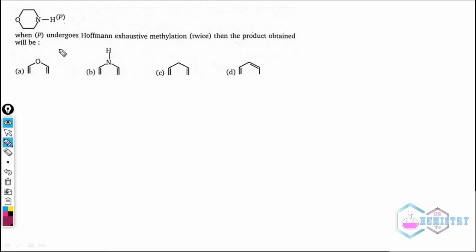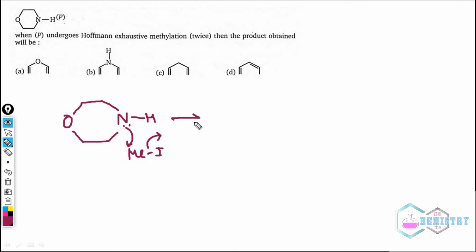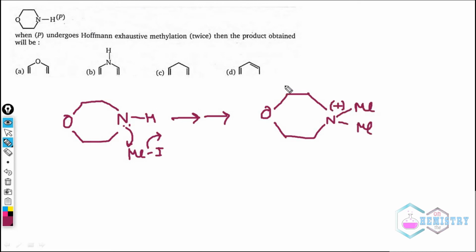This reaction is an example of Hofmann exhaustive methylation. Now Hofmann exhaustive methylation is a very basic reaction for this topic. What will happen on Hofmann exhaustive methylation? There is excess MeI. The nitrogen will attack Me, the I minus will go away, and it will repeat 2 times. So it looks like this: Me, and positive.